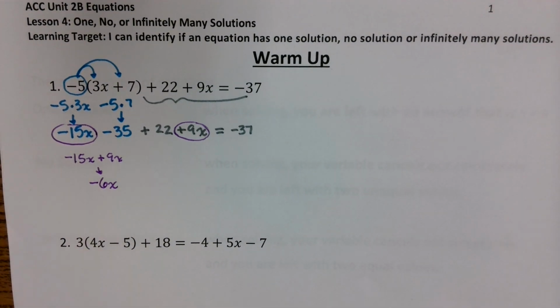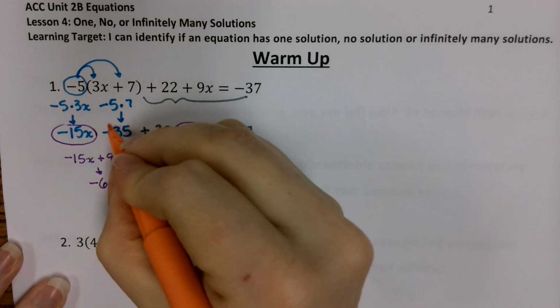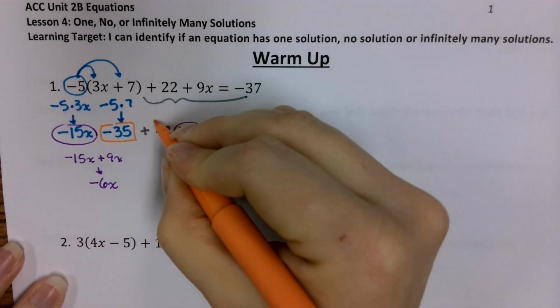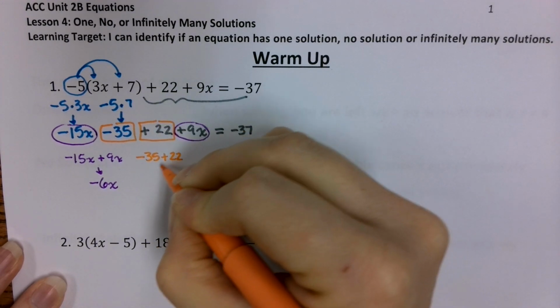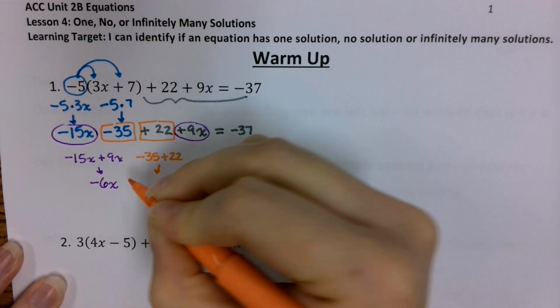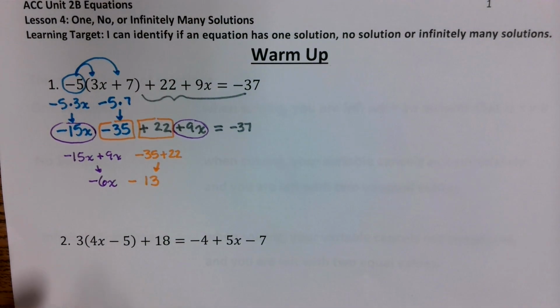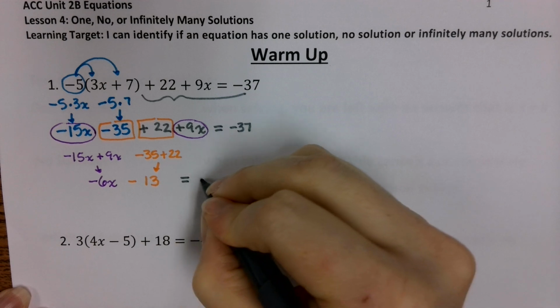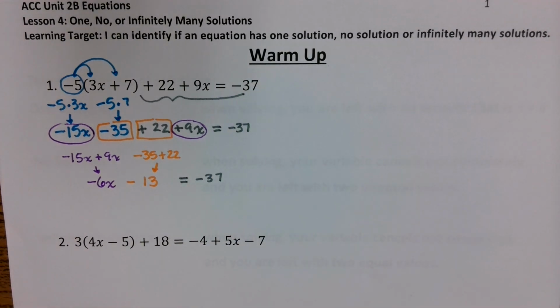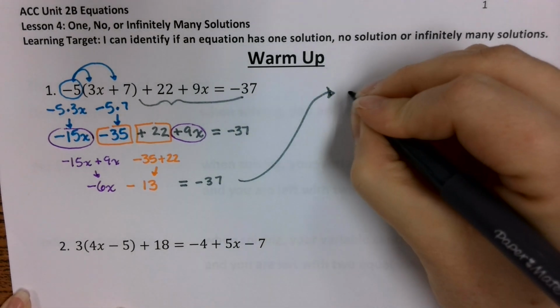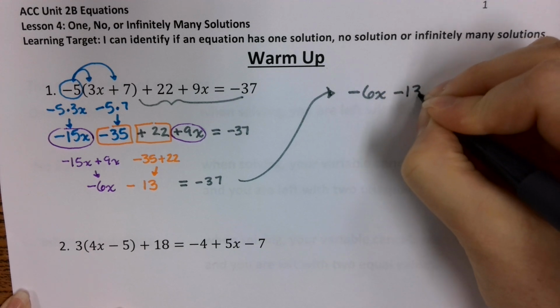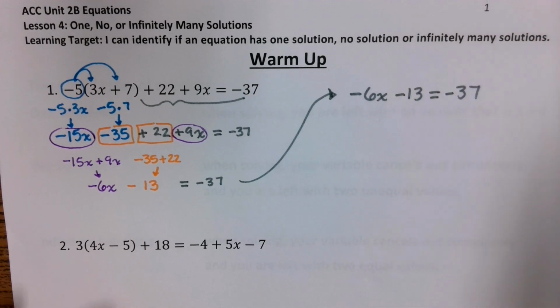I also have constants that I can combine together. I've got a negative 35 and a positive 22. A negative 35 plus 22 is going to come out to a negative 13. So I now have negative 6x minus 13, and it's still set equal to negative 37. I'm afraid I might run out of room, so I'm going to go ahead and rewrite it up here just in case. So negative 6x minus 13 is equal to negative 37. I have combined all like terms and simplified this as much as I can.